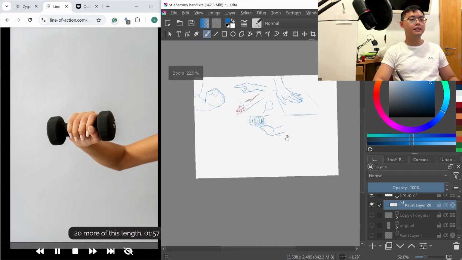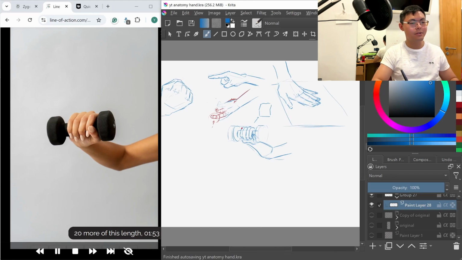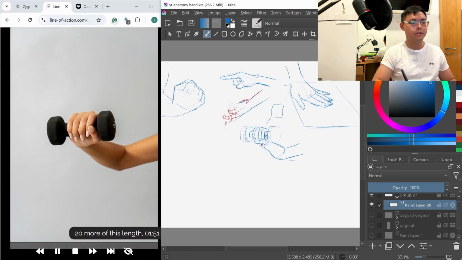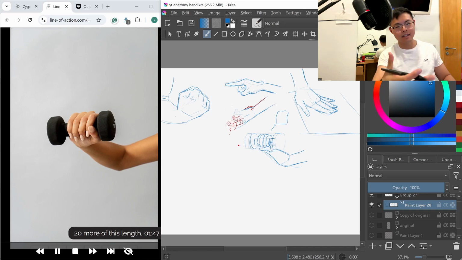Yeah, all done. Is that okay? I hope that's fine. That's 1, 2, 3, 4, 5 practices. Hopefully that illustrated well enough how to draw hands.